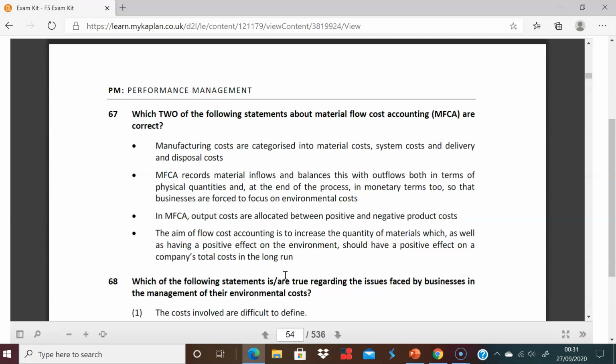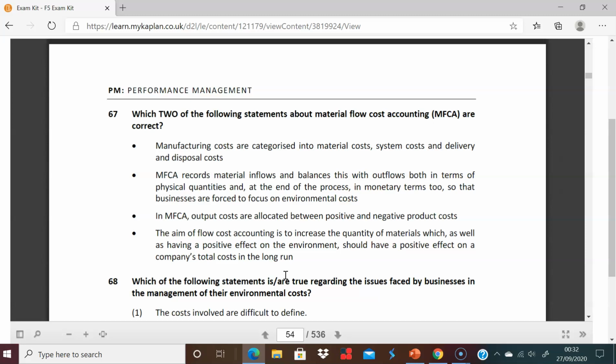And if we look at the third statement, you can see here it says that in MFA, output costs are allocated between positive and negative product costs. So you do have positive costs, the actual cost of the real product, like for example the question we just did where we had 70%, and then you had negative product costs, which are the waste and the scrap costs. That's the point there, that you have that split between delivery and disposal going on. So the third one is good.